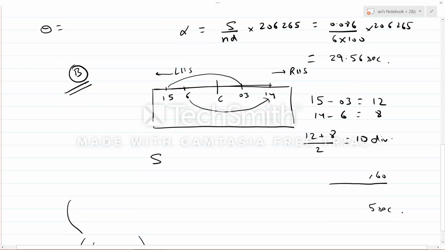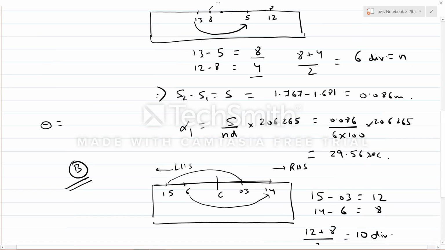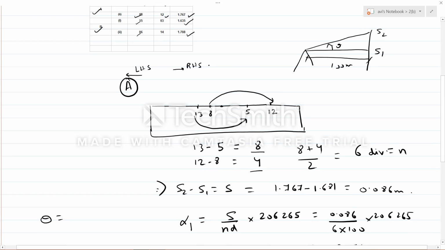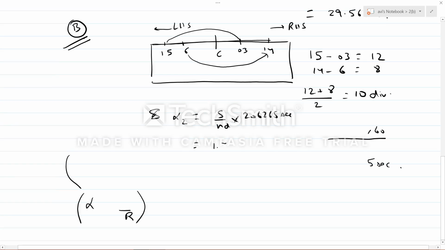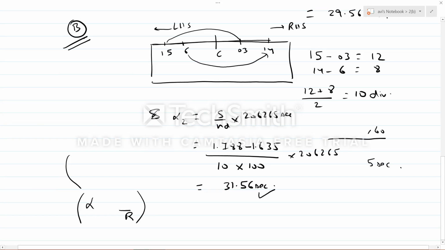Similarly, we can calculate the value of alpha. This was alpha 1 and this is alpha 2. Alpha 2 is equal to S upon nD into 206.265 seconds. The value of S is 1.788 minus 1.635, divided by the number of divisions, which is 10, and D is 100 as it was in that case, into 206.265 seconds. This comes out to be 31.56 seconds, and now you see that here sensitivity is more.